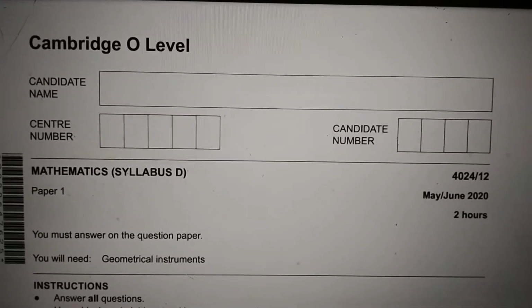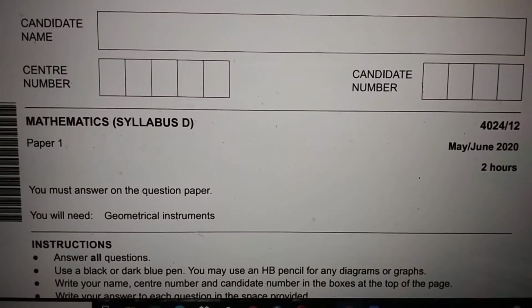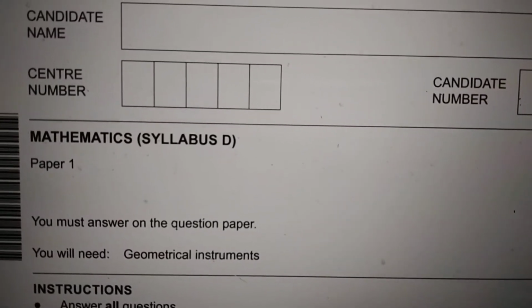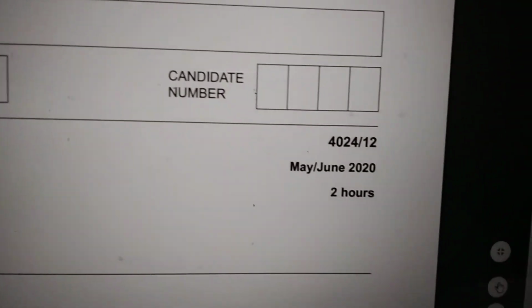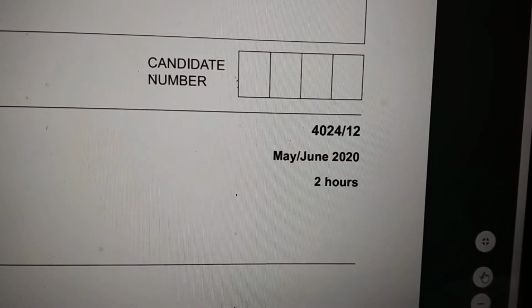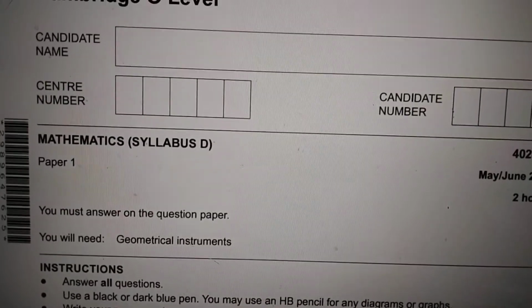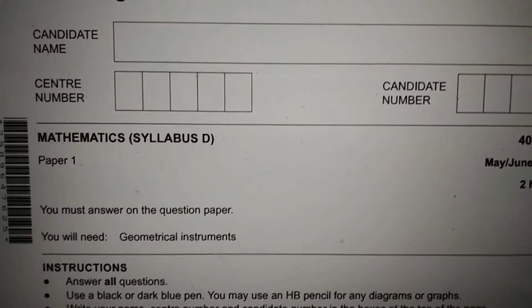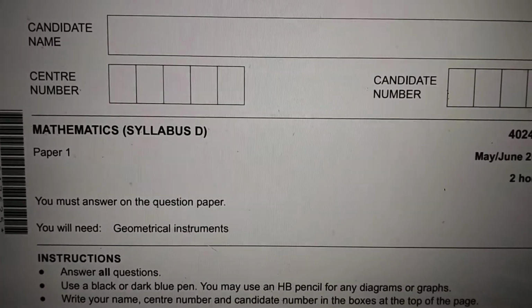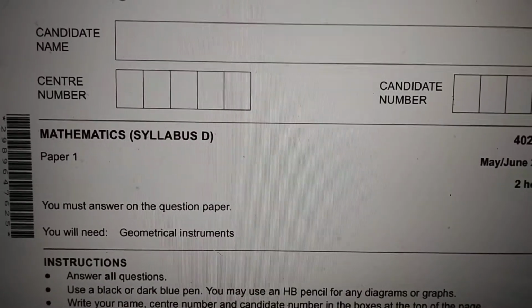Bismillahirrahmanirrahim. Students, today we will continue and solve the mathematics paper 1, June 2020, and this is paper 12 without calculator. I have solved in the previous video question number 1 till question number 7, and today I am going to solve question number 8 onwards.